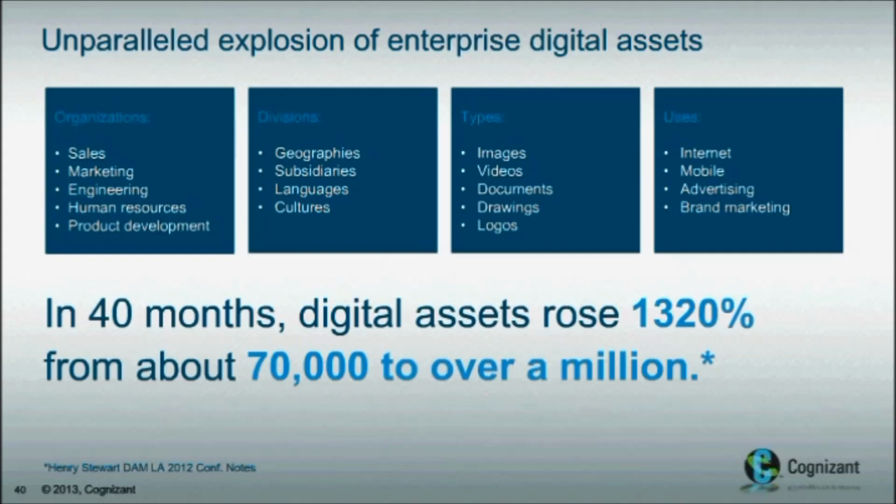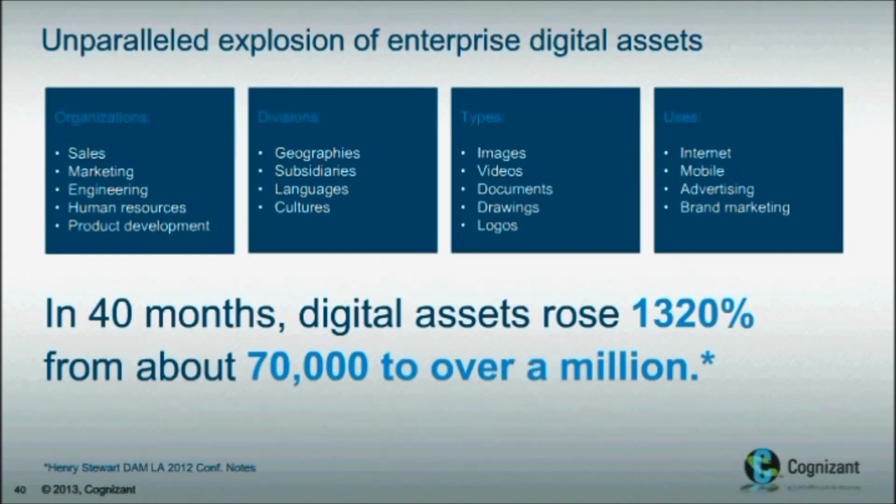In an organization, there's sales assets, marketing assets, human resource assets. There's different divisions in an enterprise, different geographies, different languages. There's different types of assets in an enterprise. There's image content, video content, documents, PowerPoints, logos. And then finally, all of this content is utilized in different ways on the internet, in media, in advertising, sales, marketing materials. Some examples show how an enterprise in 40 months could see a 1,320% increase of assets from a couple 100,000 to over 1 million.